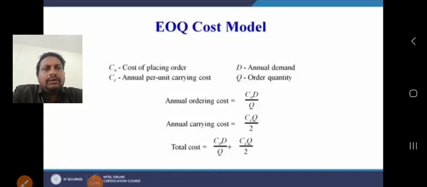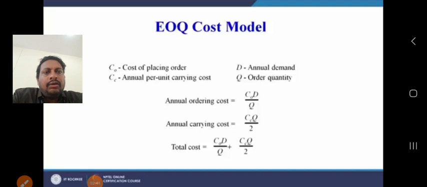We are solving problems on EOQ, economic order quantity models. The terminology we use in economic order quantity is: CO, the cost for placing an order; CC, the annual per unit carrying cost; D, the annual demand; and Q, the order quantity.